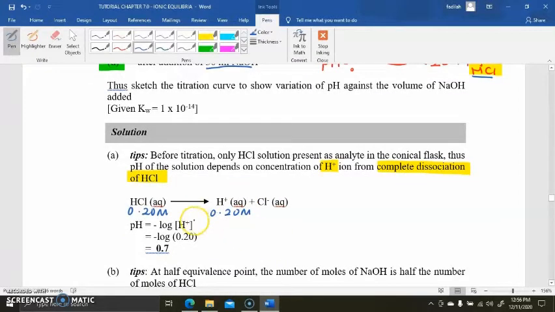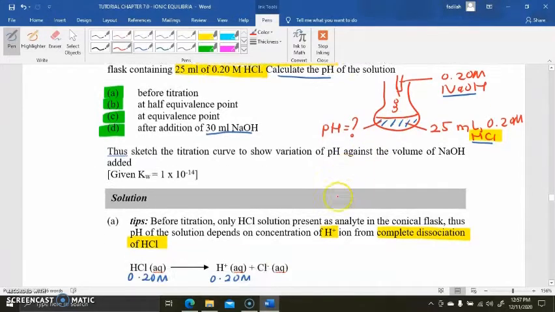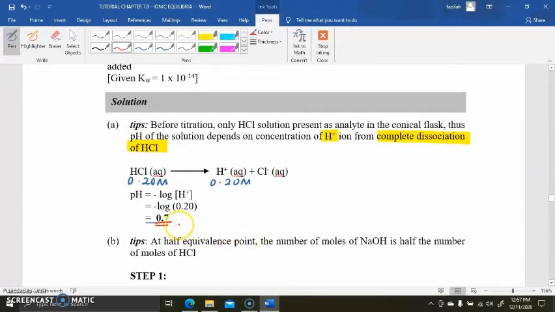So kita direct boleh cari pH menggunakan formula pH equals negative log H plus. Concentration H plus ion is 0.20 molar. Maka pH of the solution before titration is 0.7. So directly, starting pH adalah 0.7. Starting pH yang rendah lah kan, sebab HCl tu analyte.